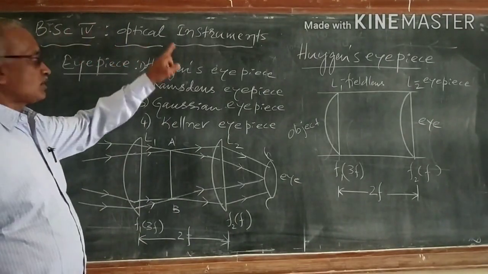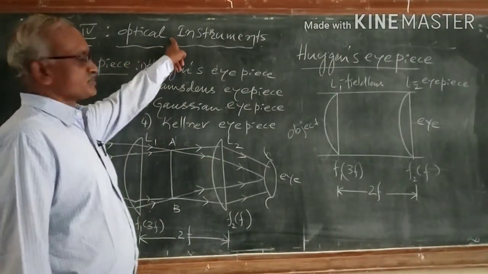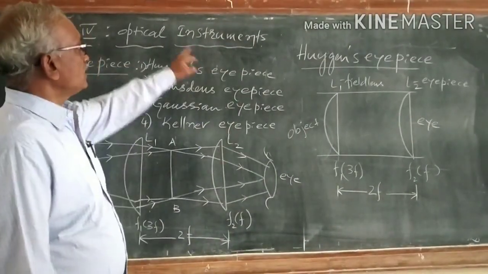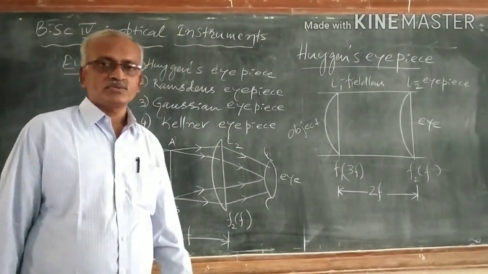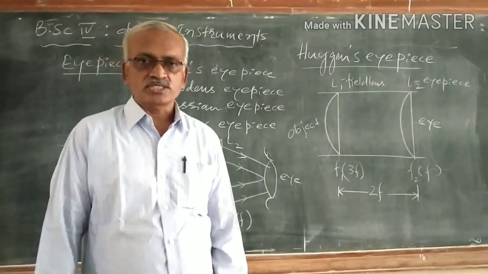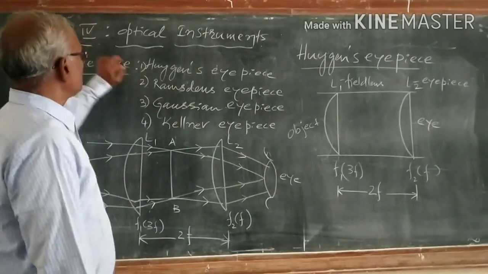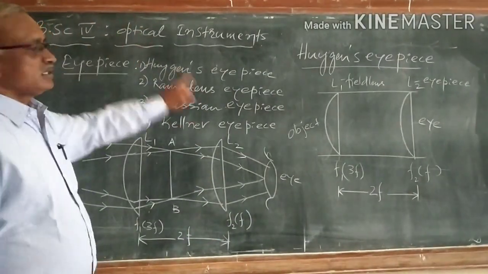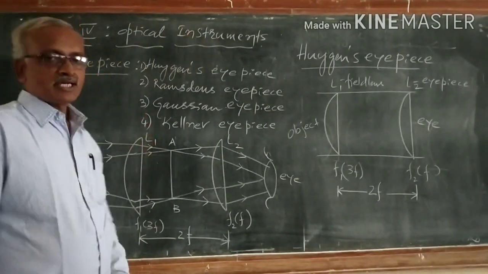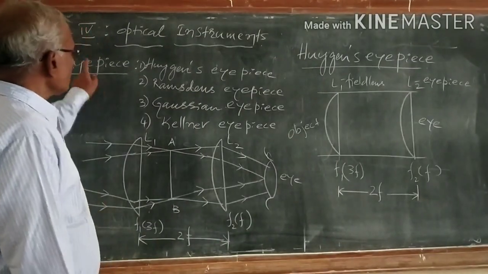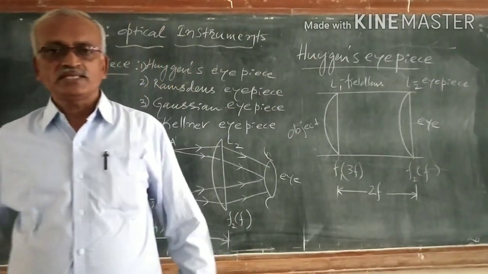I am going to talk about the eyepiece, which comes under optical instruments, and this is one of the chapters in BSc 4-7, under VSKU, Vijayanagara Sri Krishna Deva Raya University, Bellary. Under that syllabus, in the chapter Optical Instruments, this is the eyepiece. The eyepiece is a combination of two lenses, the field lens and the eye lens.